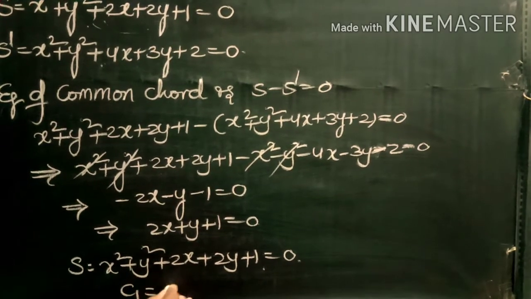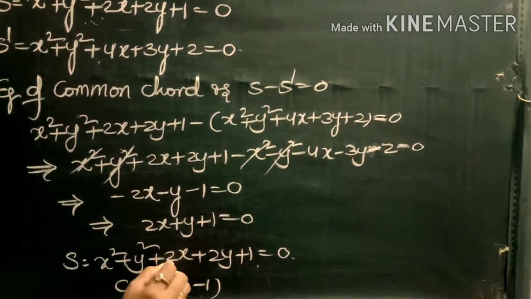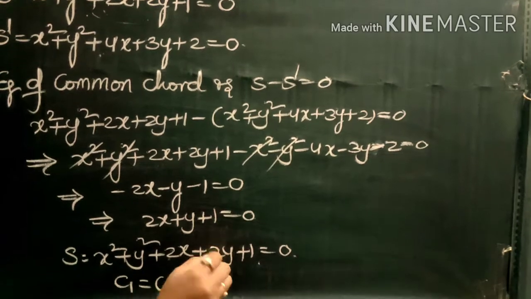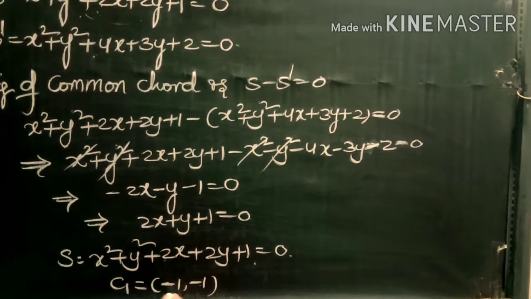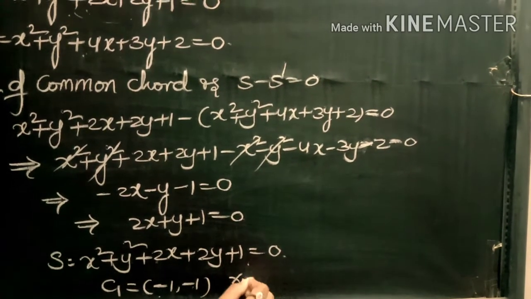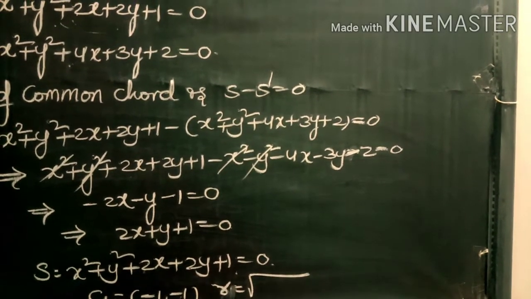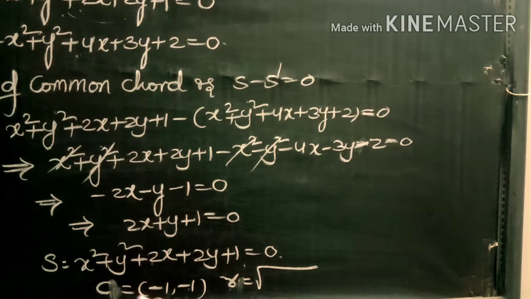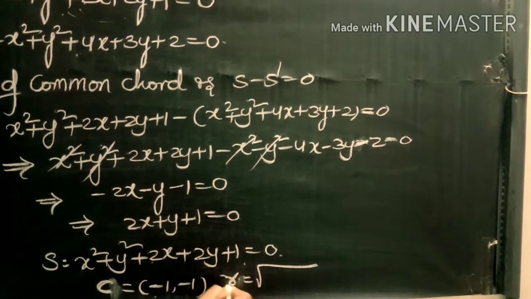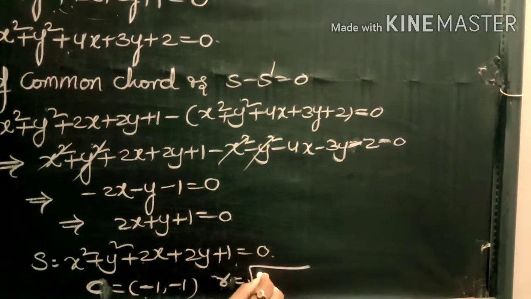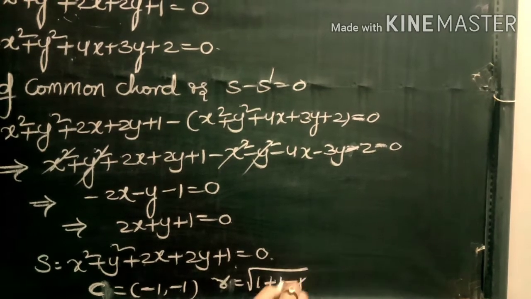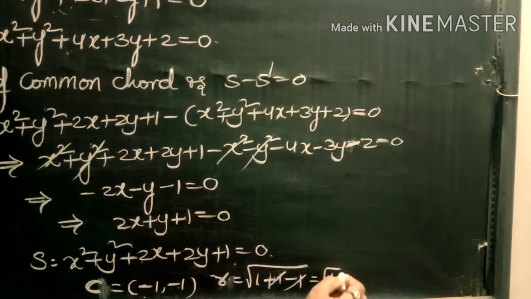So the center C1 is minus 1 comma minus 1. G is equal to 1, F is equal to 1. Center is minus G, minus F, that is minus 1, minus 1. We find only the center and radius of this circle. Radius R is equal to root of G square plus F square minus C, that is 1 plus 1 minus 1, root 1 equals 1.